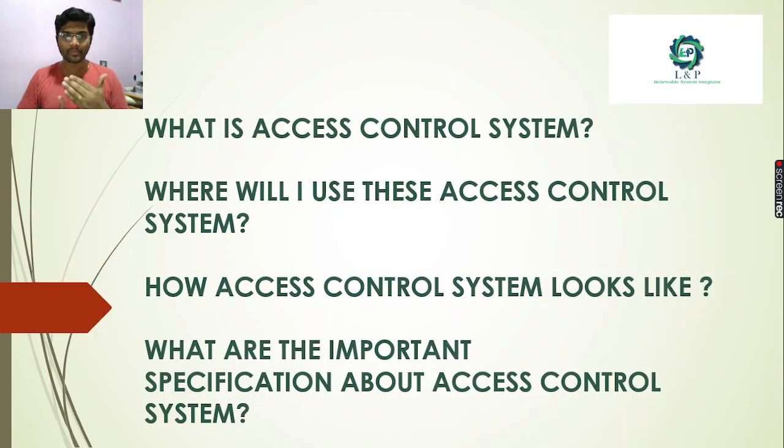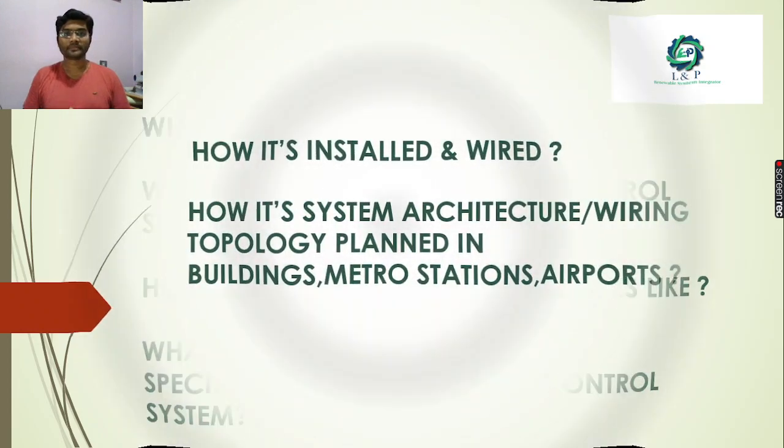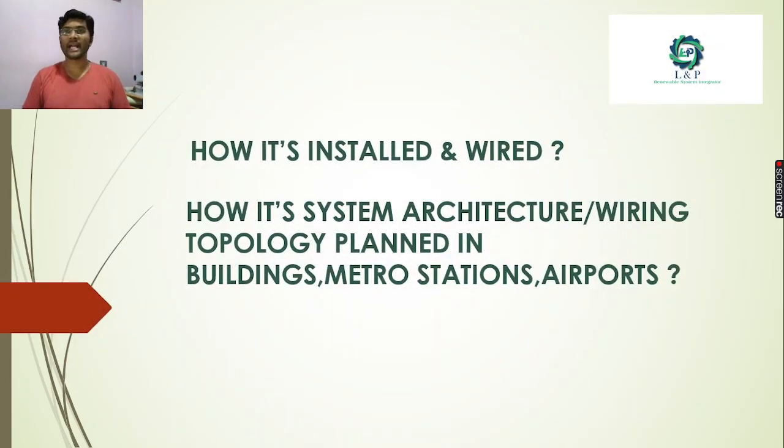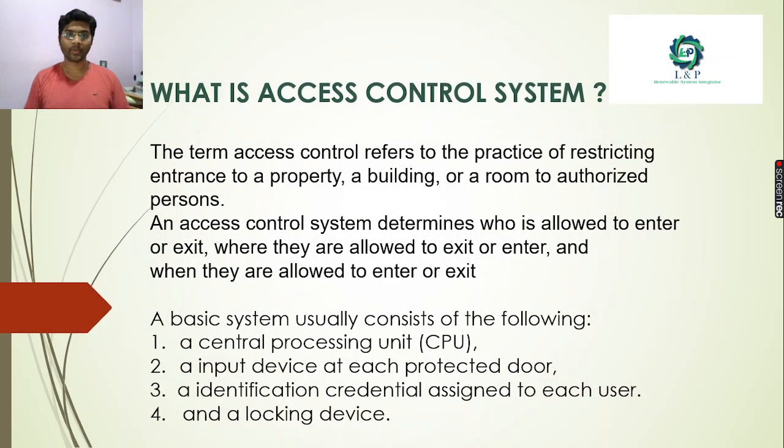So before entering into the topic, let us ask some questions to ourselves. For all these questions, at the end of this session, we will find the answer. What is an access control system? Where will I use these access control systems? How does the access control system look? And what are the important specifications about the access control system? How is it installed and wired, and what are its system architecture and wiring topology in plants, buildings, metro stations and the airports? Okay, first, what is an access control system?